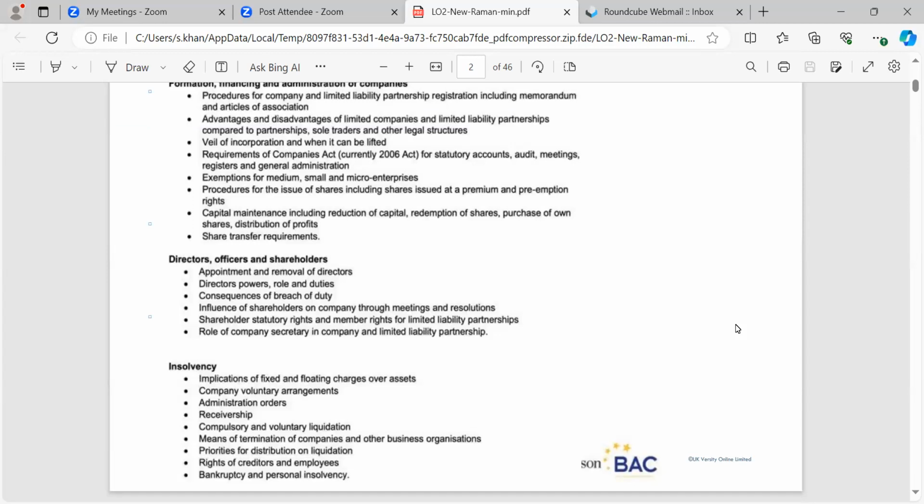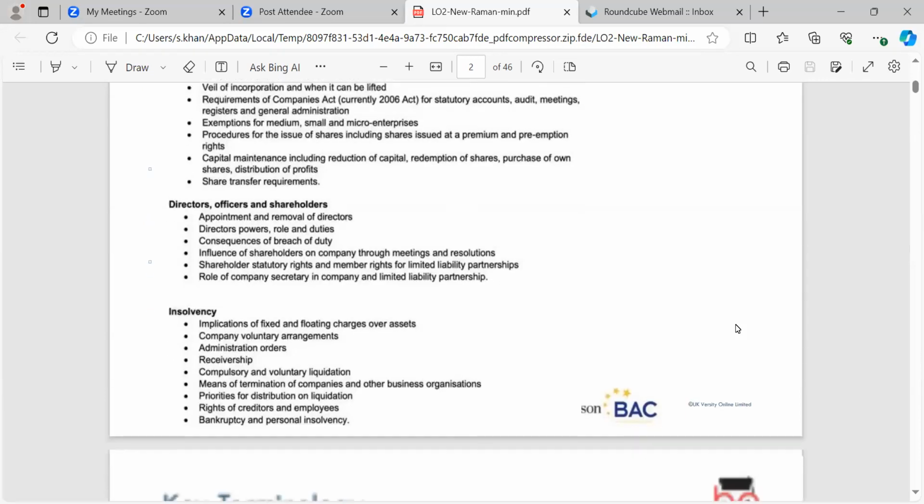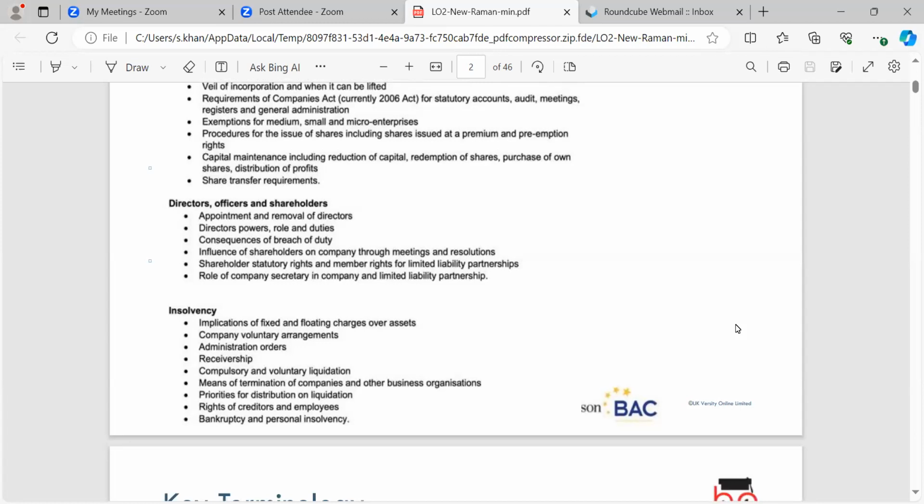We then look at directors, officers and shareholders: appointment and removal of directors, powers, roles and duties, consequences of breach of duty. We will go on to look at the influence of shareholders on the company through meetings and resolutions, shareholder statutory rights and member rights for limited liability partnerships, and the role of the company secretary in companies and limited liability partnerships.